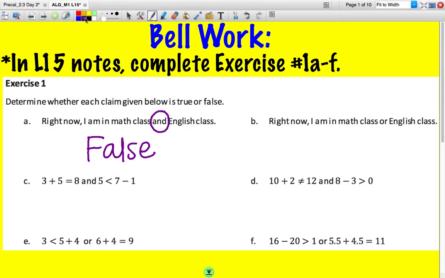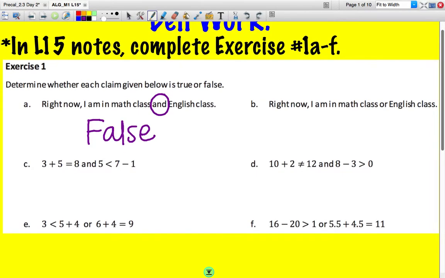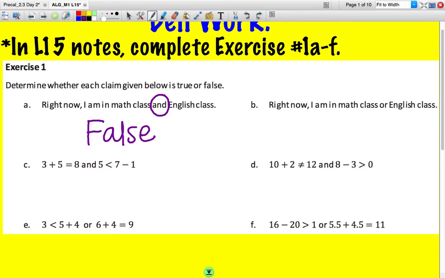Part B, right now I am in math class or English class. Okay, this statement is true, because think about it. You can be in one place without being in the other. So the key word here is or. So if you look at the differences between A and B, it's the key words and or. And means that both conditions have to be true in order for the statement to be true. Or means that only one condition has to be true.